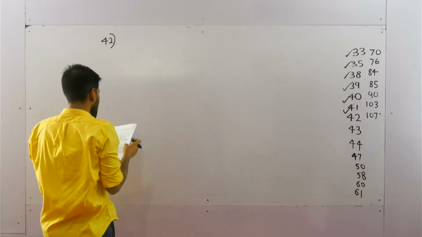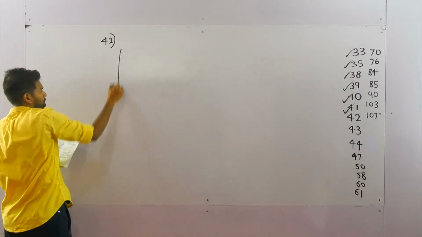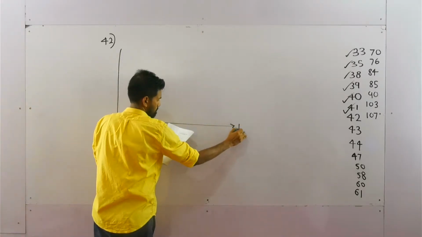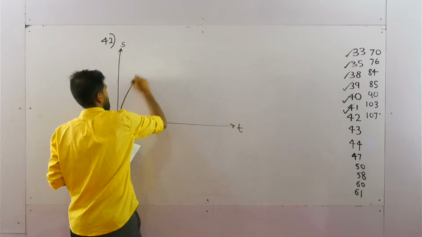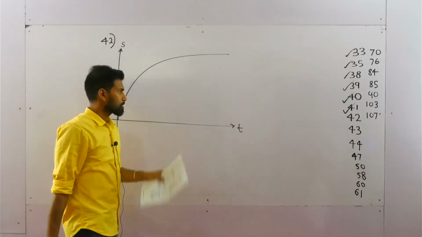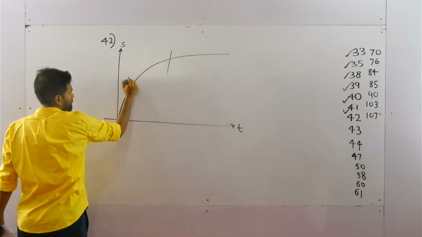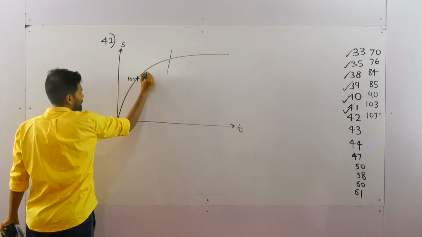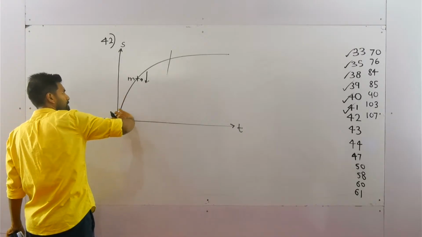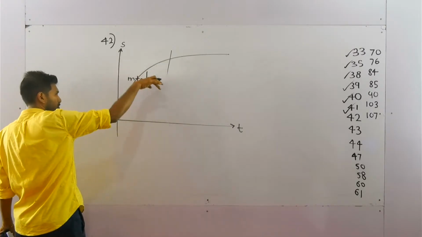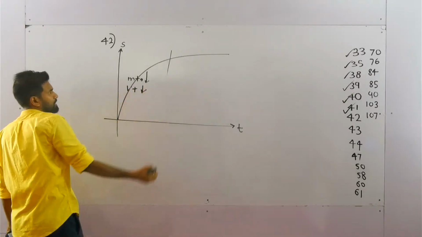Question number 42. The displacement time graph of a particle is shown below. It indicates that. So this is the displacement time graph. In this displacement time graph, in this place, the gradient is positive decreasing. Look at your short note in the wall in your room. This is a positive decreasing gradient. In a displacement time graph, gradient gives the velocity. So velocity is positive, it is decreasing.